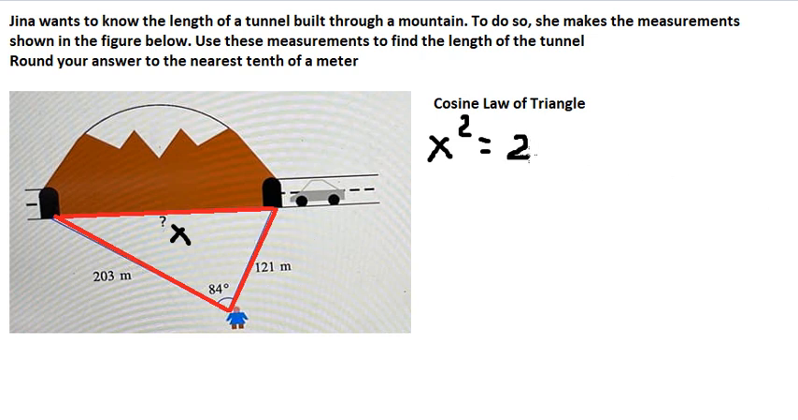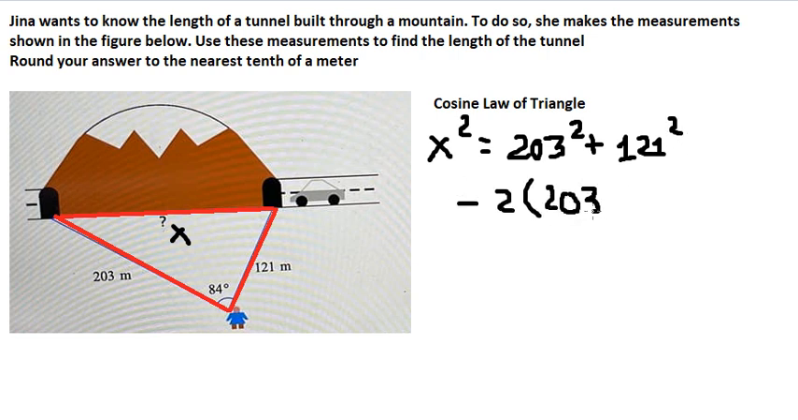So we put 203 to the power of 2 plus 121 to the power of 2 minus 2 multiplied by 203 multiplied by 121, and we have the angle in here, that is cosine of 84.